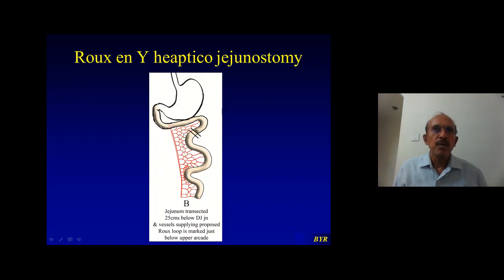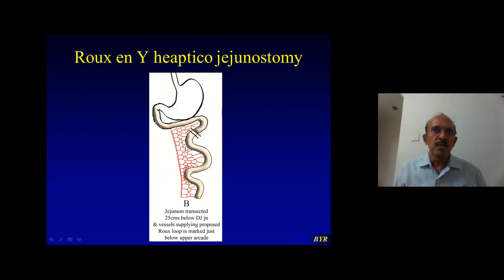Then the mesentery is marked. You can see the mark here. The marking is done just below the upper arch. So there are 2 arcades. So the second arcade is there. Just below the second arcade, you mark the vessels, depending on how far you want the length of the free jejunum to be.